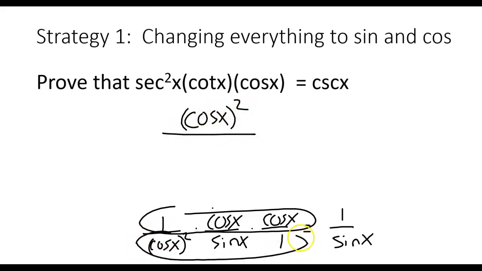What if I multiply all of these denominators together? That's going to be cosine of x squared times sine of x. And you don't really need to include the 1, because when you multiply by 1, it's just 1, right?